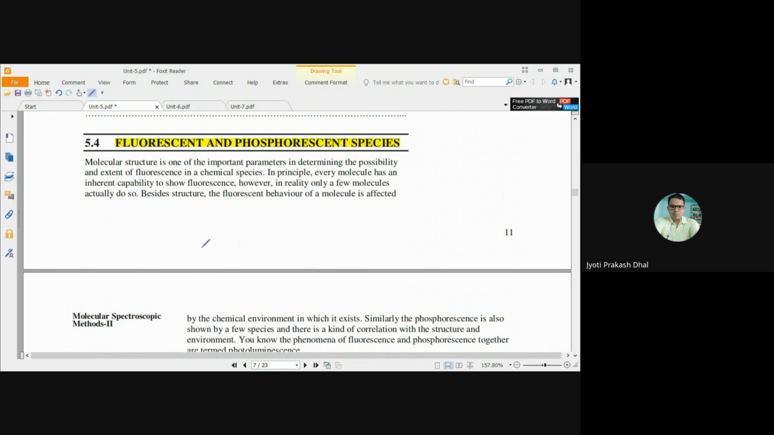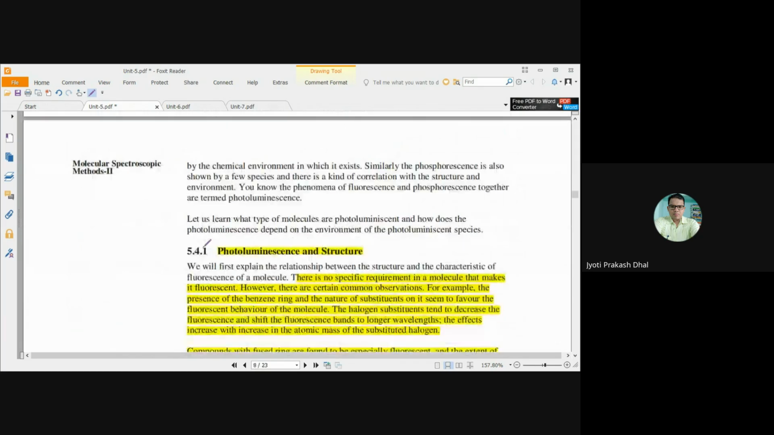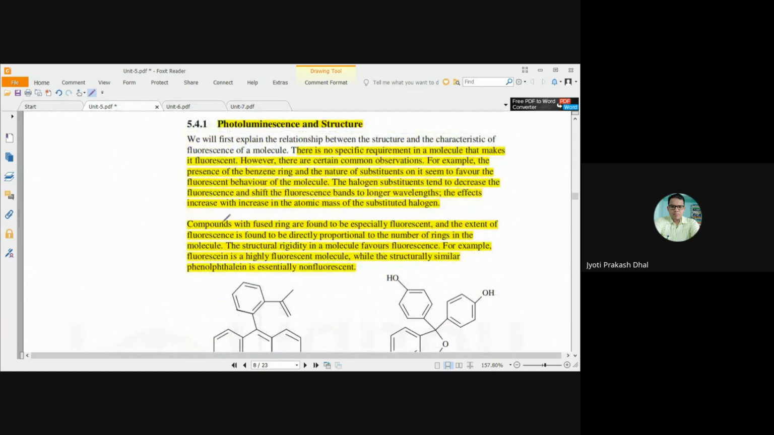Now coming to which species are fluorescent and phosphorescent. So first, coming to photoluminescence and structure. There is no specific requirement for a molecule to make it fluorescent. However, there are certain common observations. For example, the presence of a benzene ring and the nature of the substituent on it seem to favor the fluorescent behavior of the molecule. The halogen substituent tends to decrease the fluorescence and shift the fluorescence band to longer wavelength. This effect increases with increase in atomic mass of the substituted halogen.